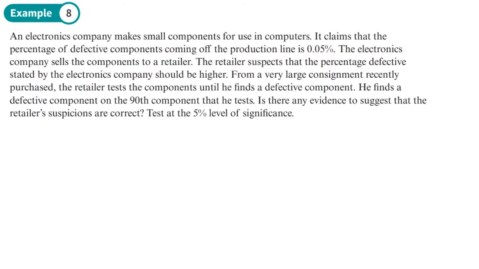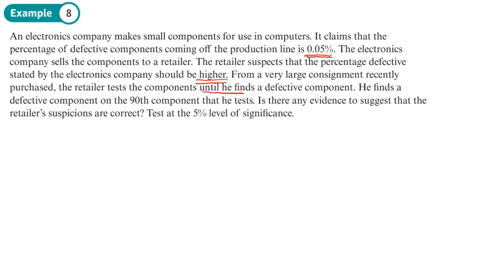Okay, there's a lot to read in this question here. It says an electronic company makes small components for use in computers. It claims that the percentage of defective components coming off the production line is 0.05, so 5%. The electronics company sells the components to a retailer. The retailer suspects that the percentage of defective stated by the electronics company should be higher. From a very large consignment recently purchased, the retailer tests the components until he finds a defective component.